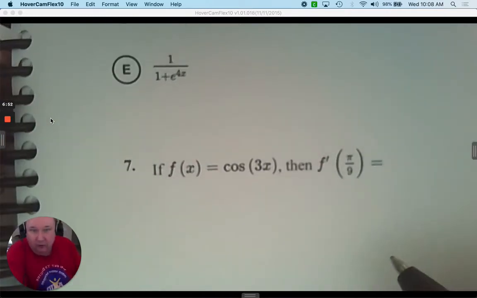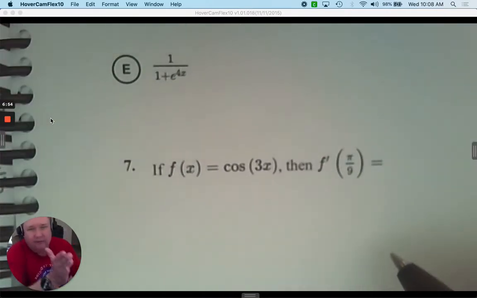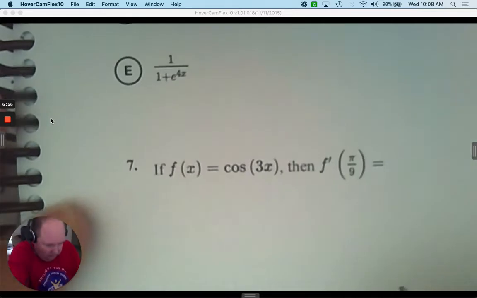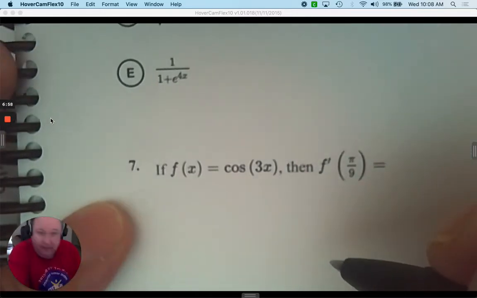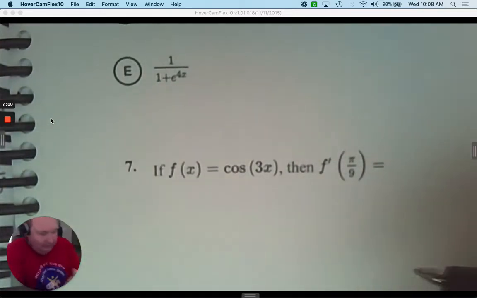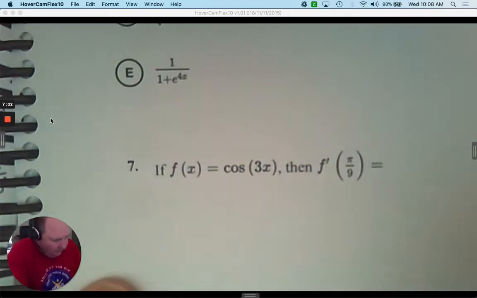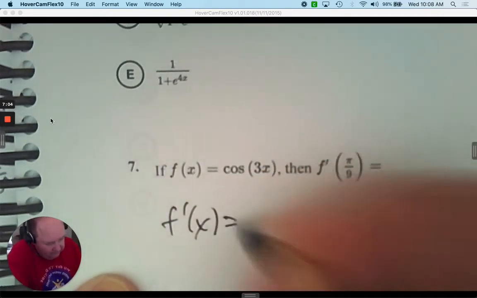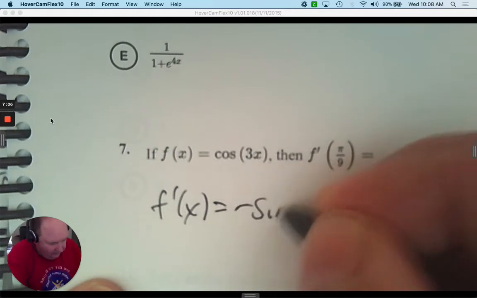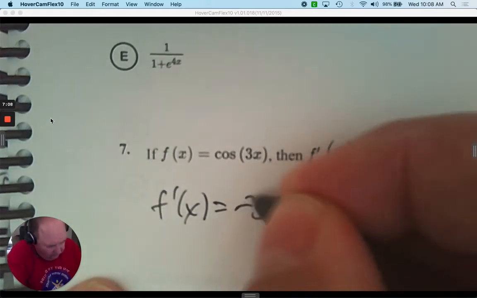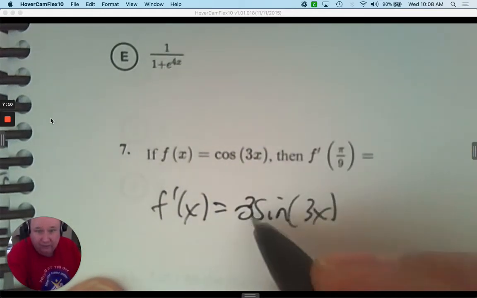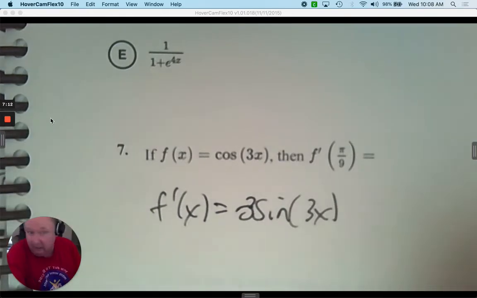Number 7. If f of x equals cosine 3x, and of course you don't have to go at my pace. You can go at your pace. Press pause. But I'm going to make sure it's there. And again, I'm committed to under an hour, so I should stop talking and get my work done. The derivative of cosine is negative sine, and there's an extra hook. So the derivative of 3x is 3, and it's negative.